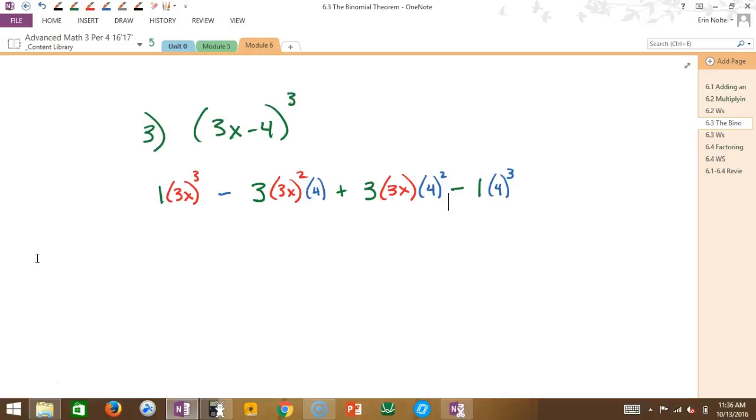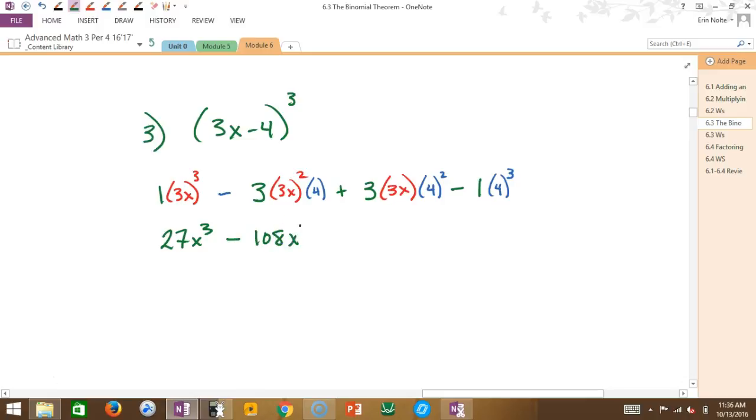Okay? So when I go to simplify my first term, does everybody realize that the 3 is cubed as well as the x? Okay? So what is 3 cubed? 27. So this is 27x cubed minus, I have 3 squared, 9 times 3, 27 times 4, 108.